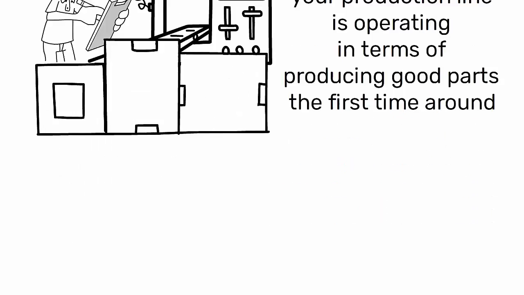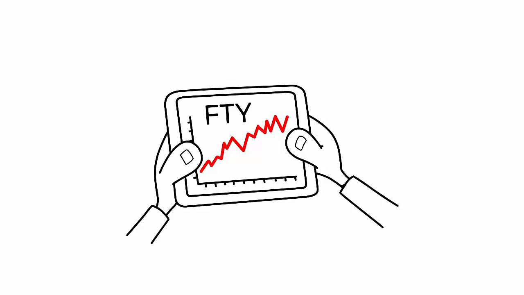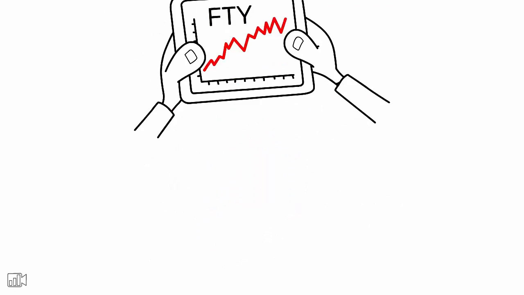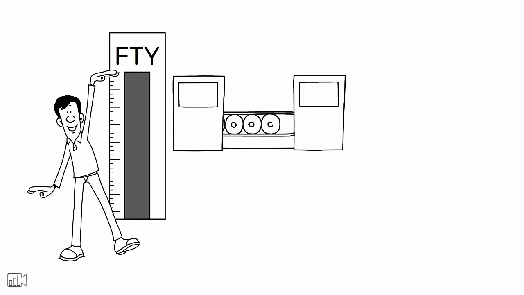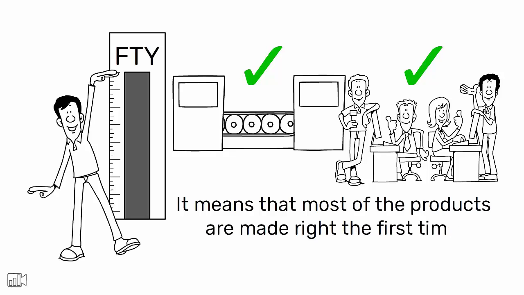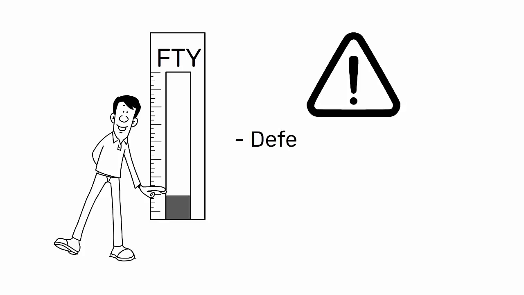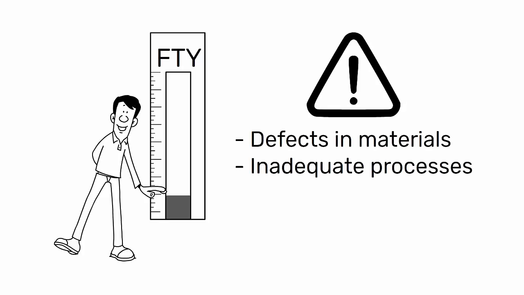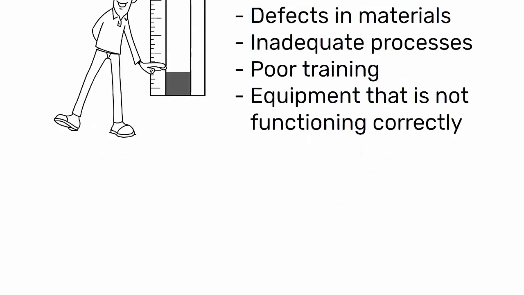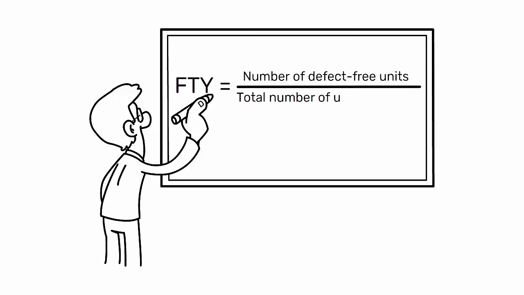Essentially, it's a snapshot of how well your production line is operating in terms of producing good parts the first time around. As an industrial engineer, understanding and improving FTY is crucial because it directly impacts the cost, time, and quality of production. A high FTY indicates a well-designed process and a well-trained workforce, as it means that most of the products are made right the first time. Conversely, a low FTY can signal problems such as defects in materials, inadequate processes, poor training, or equipment that is not functioning correctly.